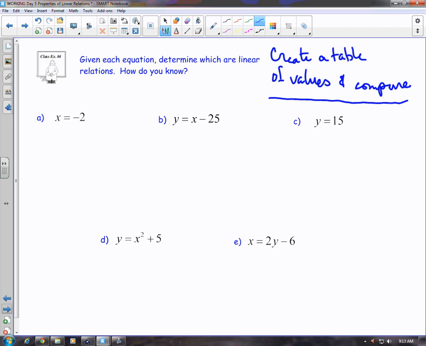And in terms of creating a table of values, I would recommend five ordered pairs, right? Create a table that has 5 rows. So in this particular one here, you kind of say, well, this kind of looks boring. This is x is equal to negative 2. So if x is equal to negative 2, what's y? And the answer is, well, I guess y could be whatever you want it to be. If x is negative 2, y can be whatever you want it to be.